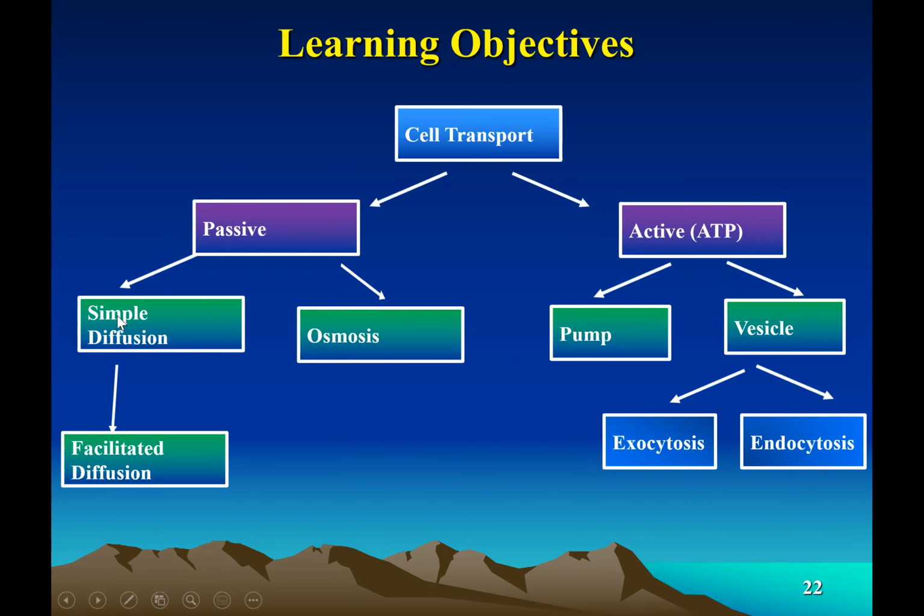And under simple diffusion, there are a few types. Under active transport, we will have the pumps, like we'll look at the sodium-potassium pump, or molecules can move via a vesicle. If it's coming into the cell, it is called endocytosis. If it is going out, it is called exocytosis.